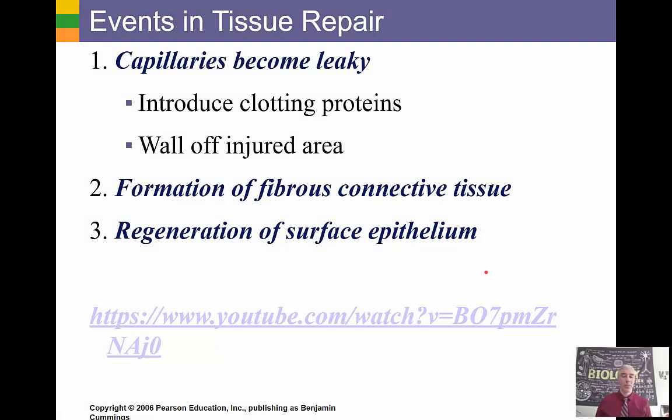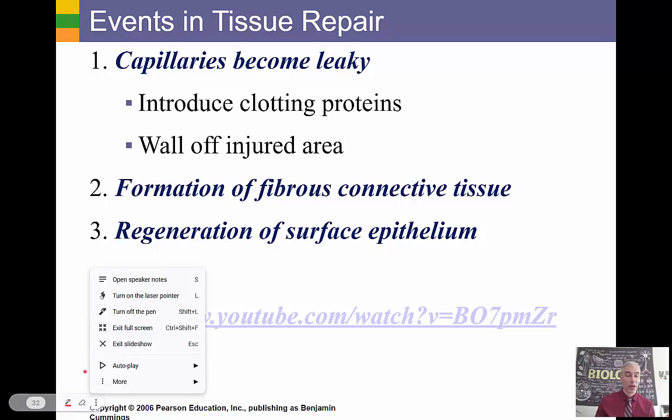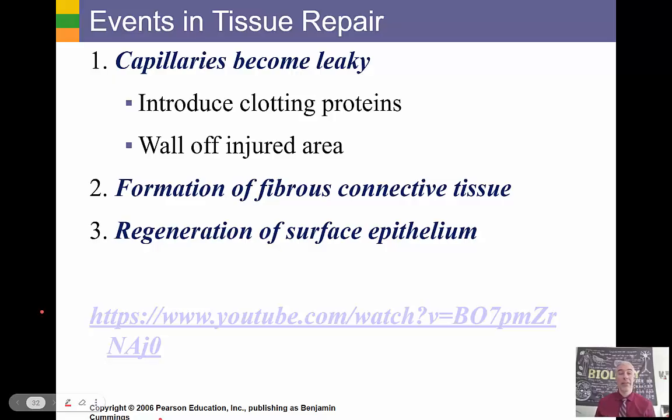So what happens in tissue repair initially is that the capillaries themselves will become leaky, and they will introduce clotting proteins to help wall off that injury. When you cut yourself, you're cutting through capillaries, so they leak, the blood leaks out. The clotting proteins, the fibers, will wall off the injured area, and hopefully, eventually, you'll have an initial formation of fibrous connective tissue, and then regeneration of the surface epithelium.